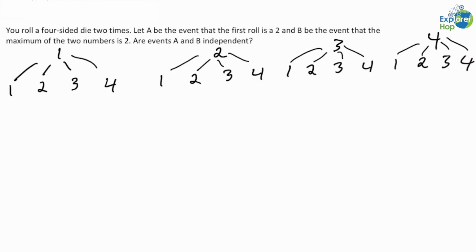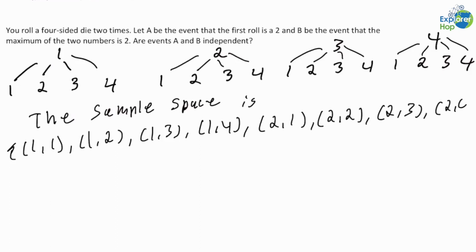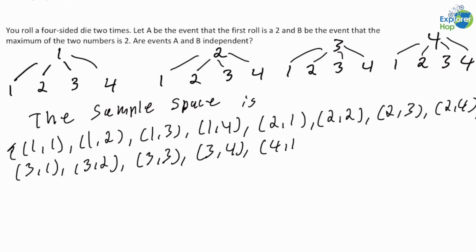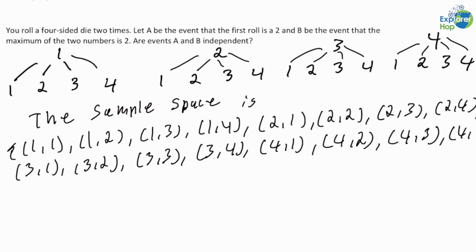And from here, we get that the sample space is therefore the set containing the outcomes (1, 1), (1, 2), (1, 3), (1, 4), (2, 1), (2, 2), (2, 3), (2, 4), (3, 1), (3, 2), (3, 3), (3, 4), (4, 1), (4, 2), (4, 3), and (4, 4). So this is the sample space of this experiment.